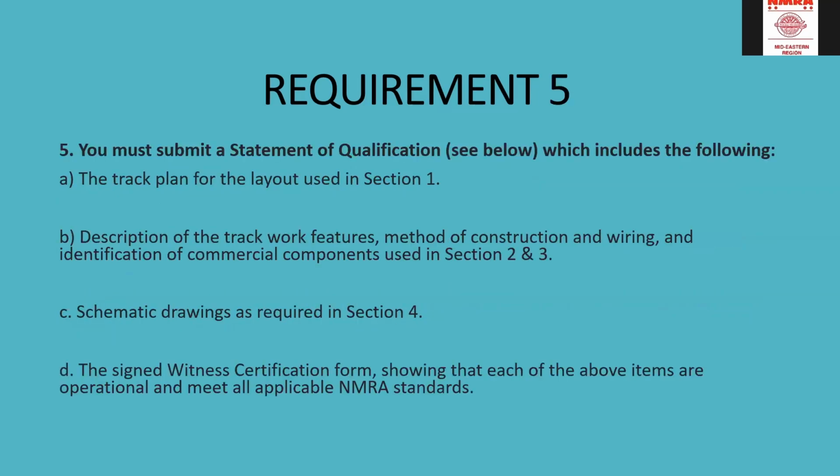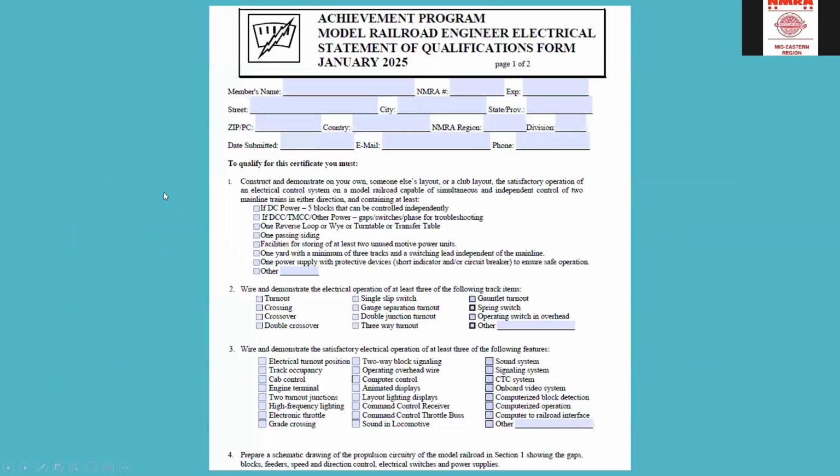A statement of qualification, which includes the following: the track plan for the layout used in section 1, description of the trackwork features, method of construction, wiring, and identification of the commercial components used in sections 2 and 3, the schematic drawings required in section 4, and a signed witness certification form, showing all the above items are operational and meet all the applicable NMRA standards. The form itself can be downloaded from the NMRA website. They are PDF fillable, so you can download them, fill them out on the computer, and send them back.